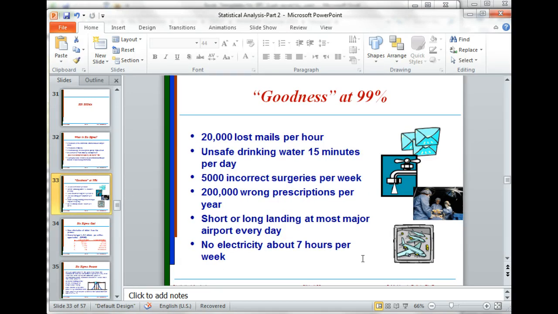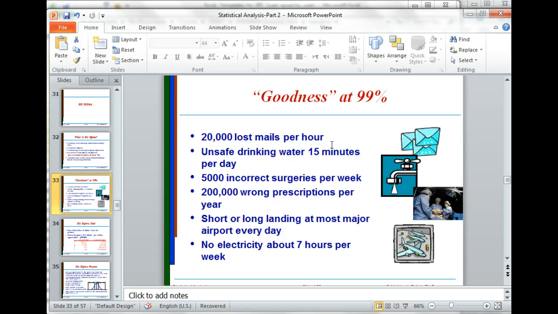But why is Six Sigma important? If you look at various processes, in the old days, cars coming off the production line being 97% good was great. The production manager would get a bonus. But 99% good, with only 1% producing bad product, in different contexts is really not that good. If the post office was operating at 99% good, that translates to 20,000 lost mails per hour.